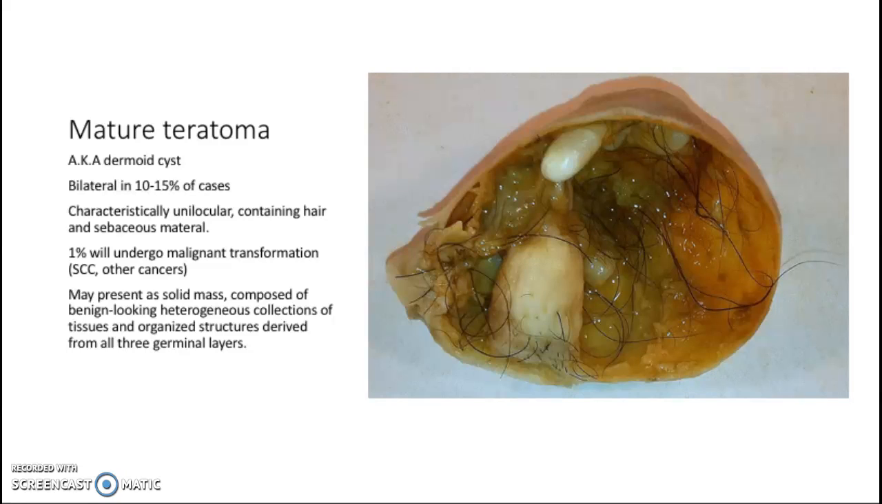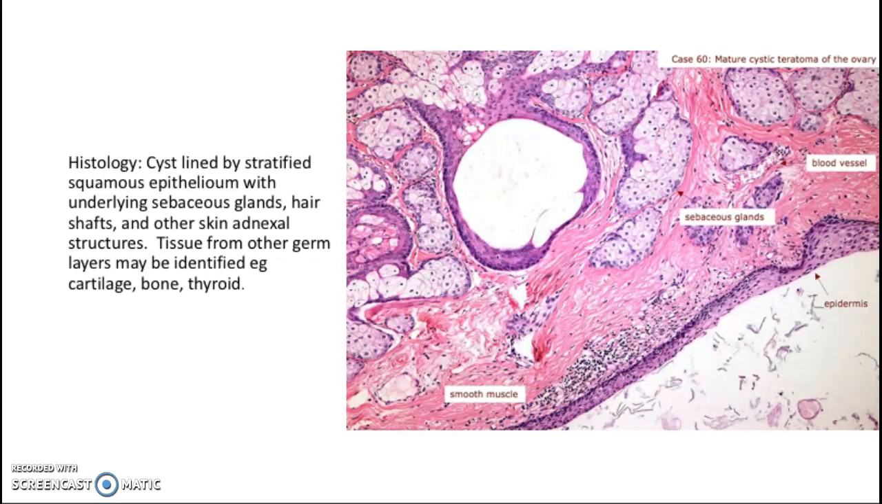It may also present as a solid mass composed of benign-looking collections of heterogeneous tissues, derived from all three germinal layers: endoderm, mesoderm, and ectoderm. Histologically, it's a cyst lined by stratified squamous epithelium with underlying sebaceous glands. This is the squamous epithelium with sebaceous glands, and this is a hair follicle, part of the skin adnexal structure. And this is smooth muscle. You may also see cartilage, bone, and thyroid cells as well.